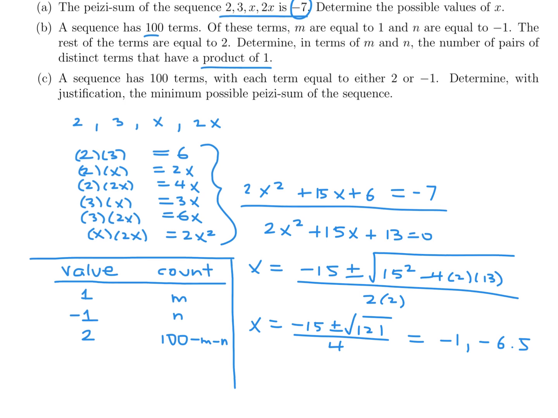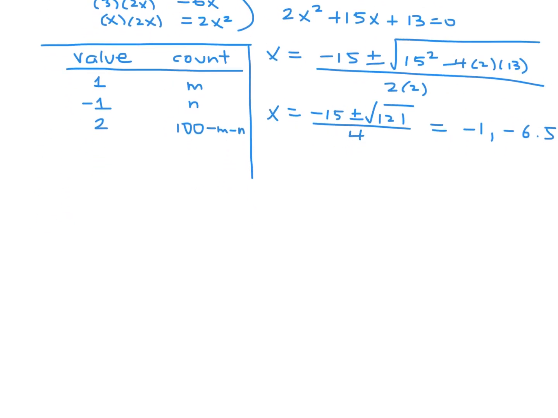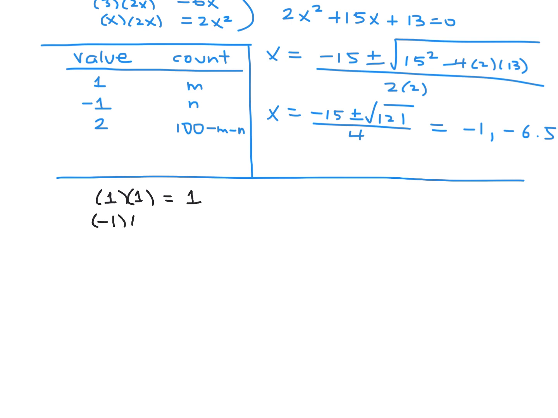Okay. A pair would have a product of 1 in the following scenarios. You choose 1 and then 1. That obviously has a product of 1. Or you choose negative 1 and negative 1. That has a product of 1. So these two scenarios are the ones that produce a product of 1. So we have to figure out how many of these.